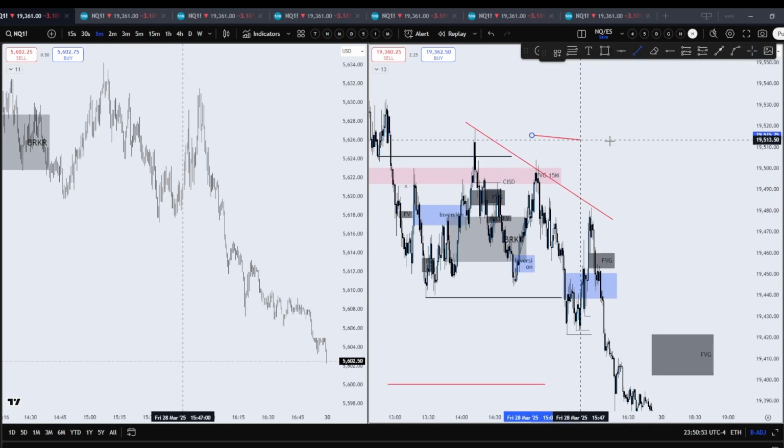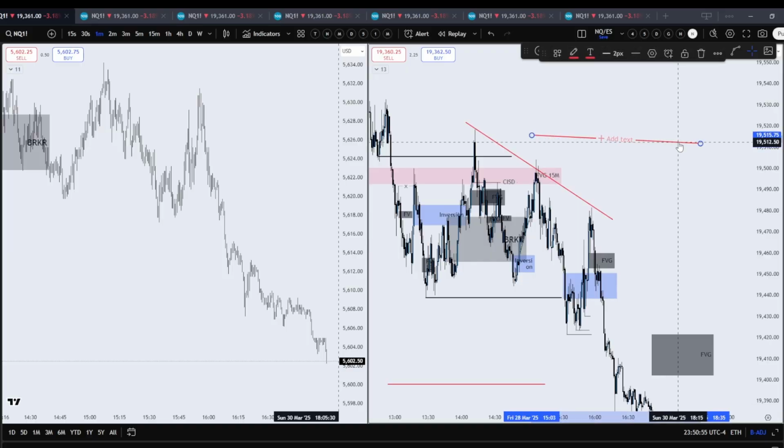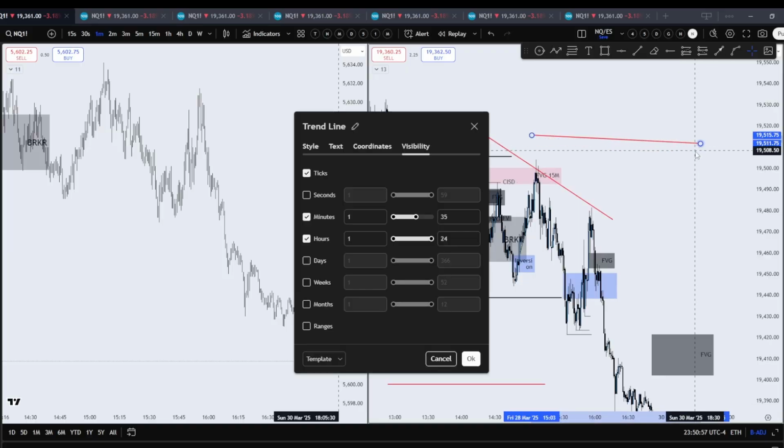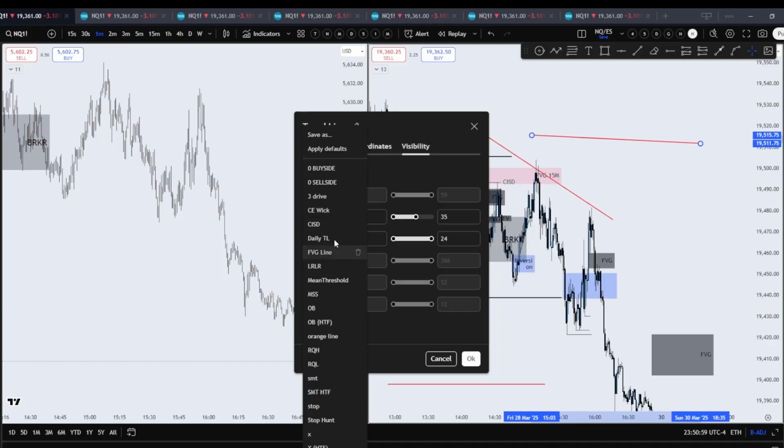And we can look at other things I have set too. Let's just keep on going through each one here. Yeah, like a 3 drive, that's also another one. Consequent encroachment wick. If I do something for the 1 minute, that shouldn't be shown anywhere above that 1 minute time frame. And I have order block for low time frame and high time frame. I'm just separating the two here.